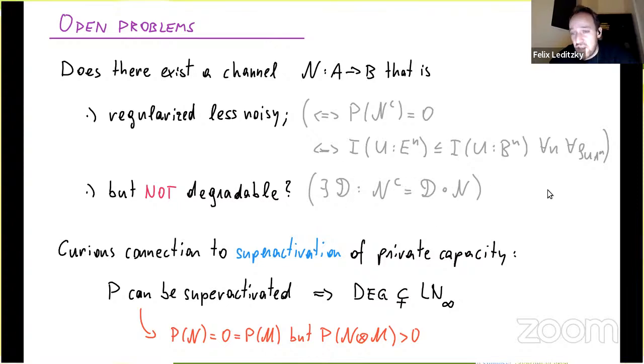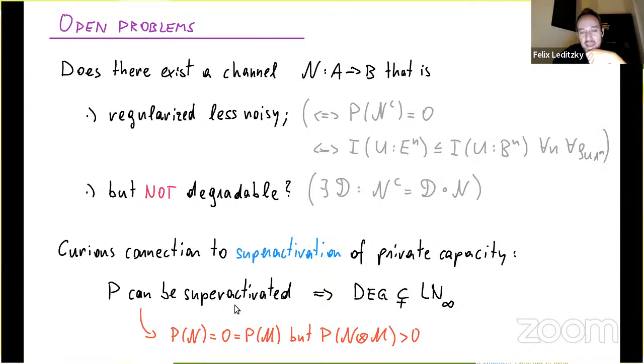And from this, it follows that the complementary channel has zero private capacity. So degradable channels are always regularized less noisy, but it's not known whether there is a regularized less noisy channel that's not degradable. What we found in our paper is a curious connection to the superactivation of private capacity. As a reminder, superactivation means that you take two channels that each have zero capacity, in this case private capacity, but when you use them together or jointly, that thing now has a strictly positive private capacity.